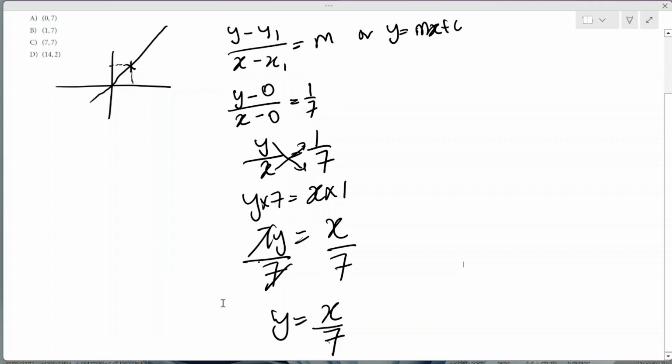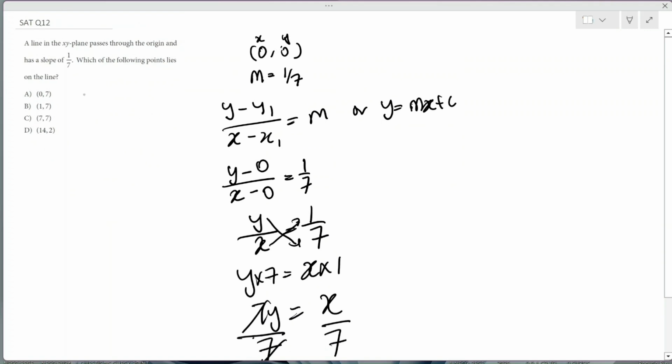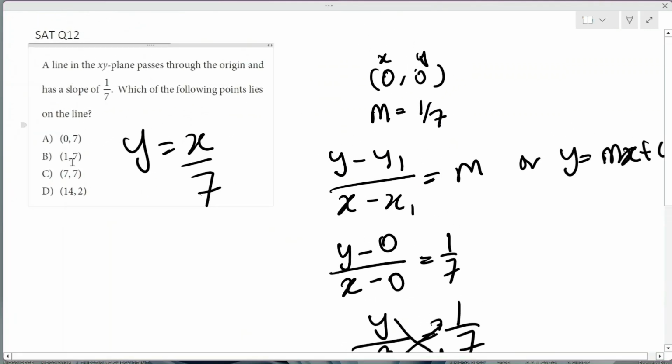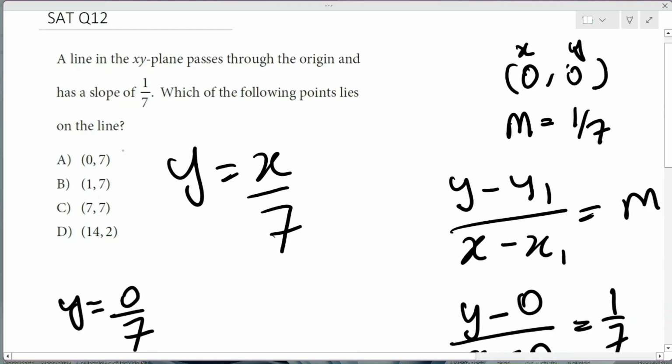Now, the equation for the straight line is y equals x/7. We can write it here. You have y equals x/7. We now try all these values. The first value is x, the one behind is y. Same applies to other options. So we can say when x is 0, will y be 7? So you have y equals 0/7. 0/7 is 0. Y is 0. So when x is 0, y is 0. Y is not 7. So A won't work.